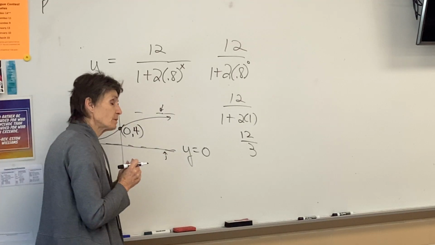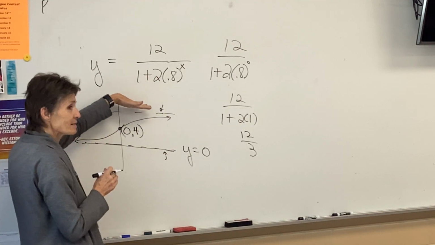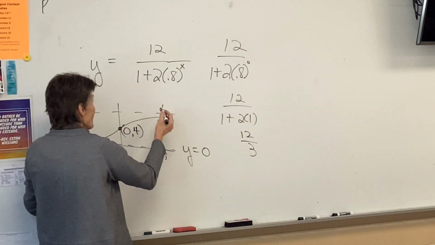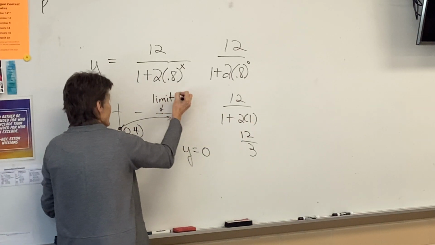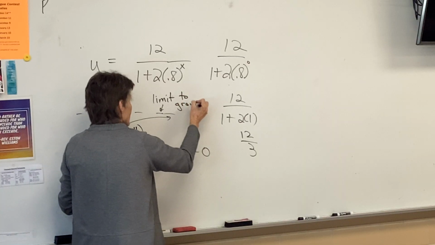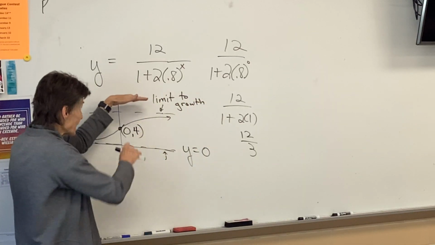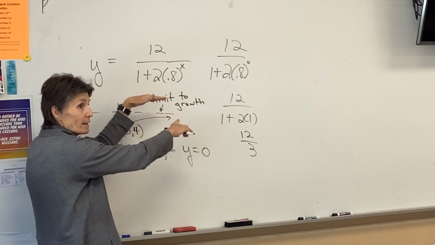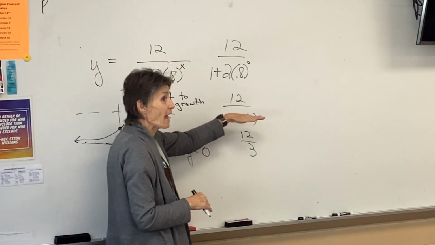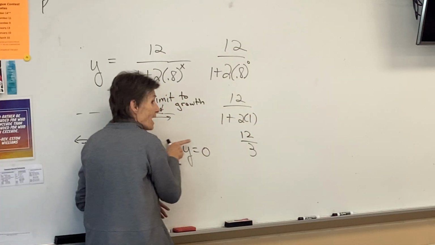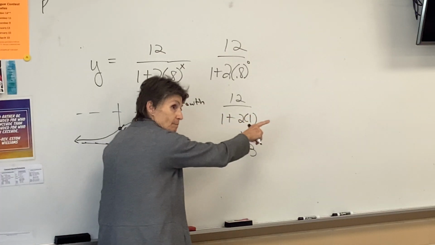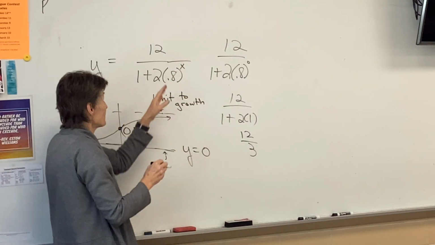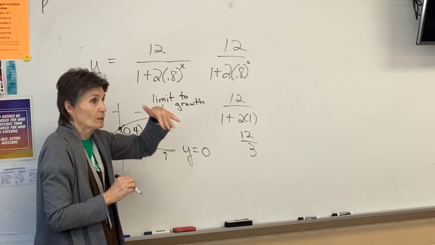Now, the top asymptote, think about what this picture looks like as it heads out. That top asymptote is called your limit to growth. Because isn't it capping the picture? Right? And the limit to growth happens where x approaches infinity. So in other words, think about this fraction. Think about x getting really, really big.